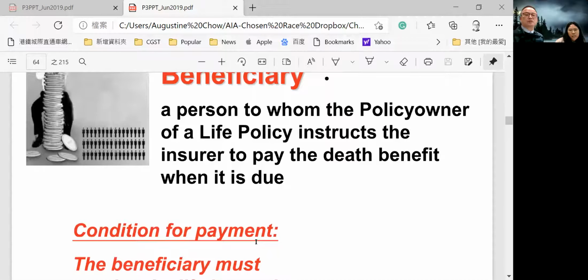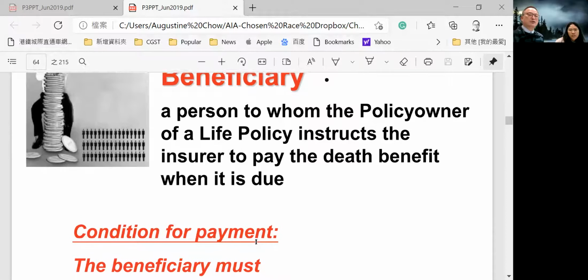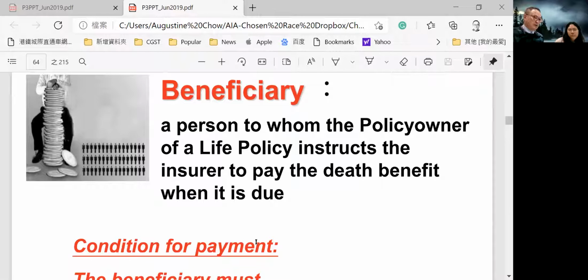The beneficiary is the person to whom the policy owner instructed the insurer to pay the death benefit when it is due. Can we change the beneficiary? Yes, anytime. You can also name a second beneficiary. A beneficiary cannot dispute. No, cannot argue. Is there anyone who would argue about free money?